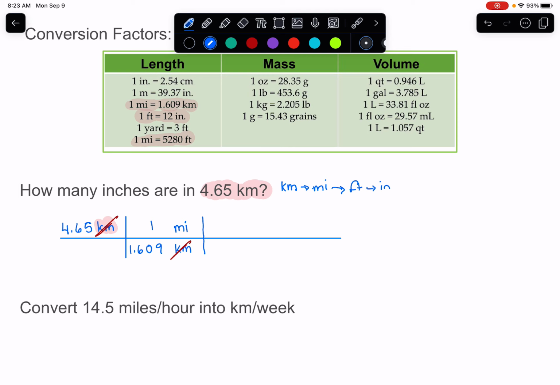The next conversion factor, I have to change miles to feet. Miles is on the top currently, so to get miles to cancel out, I'm going to put it down here. And then feet would go on the other side. 1 mile is equal to 5,280 feet. And then finally, changing feet to inches. Feet has to go on the bottom, inches on the top. 1 foot is 12 inches.